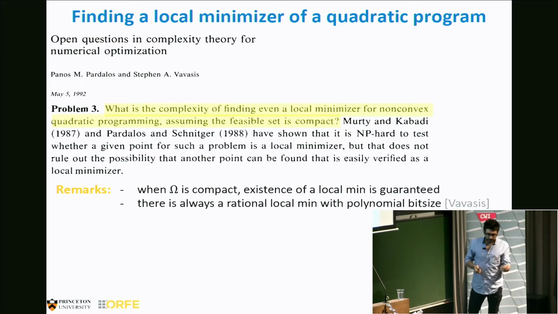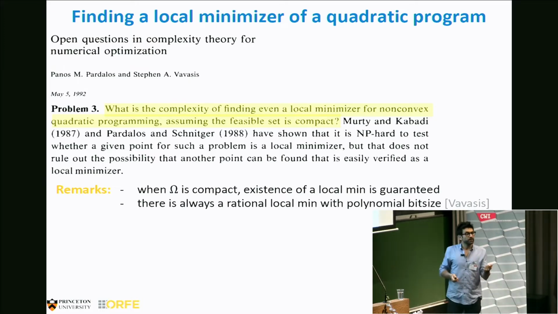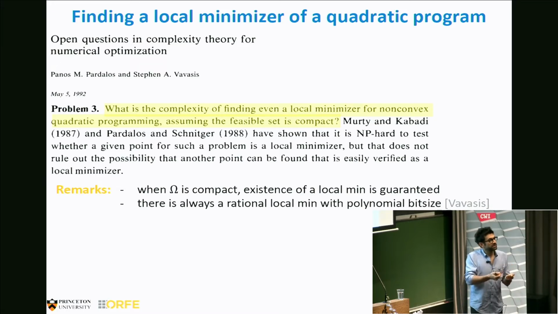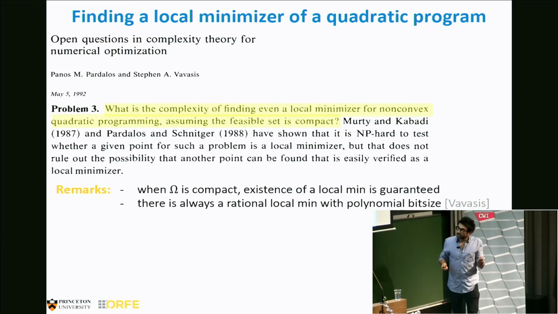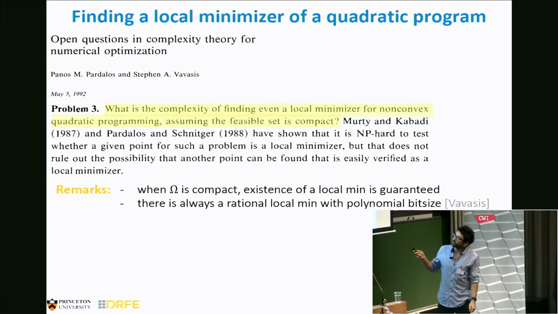And then if your algorithm wants to find this local min, maybe the first question you need to ask is, will this local min have a small representation for me to return? What if local minima are irrational, for instance, or have large bit sizes? So luckily, this is not the case. It was known already by Vavasis that if you have a QP, there is always a local min, in particular a global min, which is rational, and it has polynomial bit size.